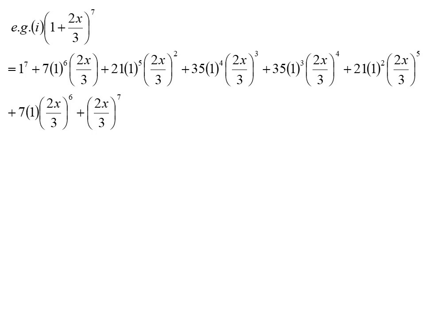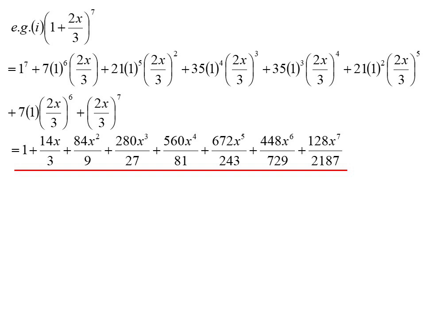So I've got 2x plus 3 to the power of 1, and then to the power of 2, and so on. The two powers always add up to be whatever the expansion is, in this case 7. So 6 and 1 gives 7, 5 and 2 gives 7, and so on. So there's the pattern. Still got a little bit of tidying up to do, but there's the expansion. Heck of a lot quicker than physically expanding the whole thing out.